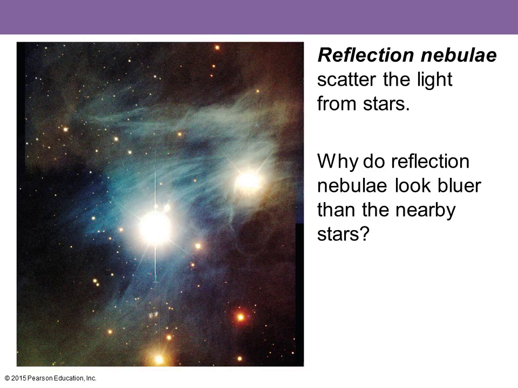Here's a reflection nebula that will scatter light from stars, and as you can see, the area around the star is kind of a bluish color. Well, that's because blue is the color that these atoms are actually reflecting.